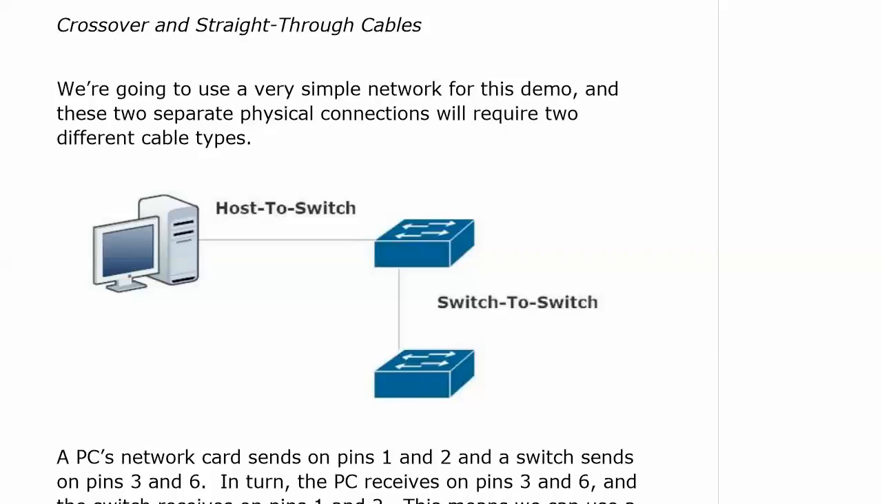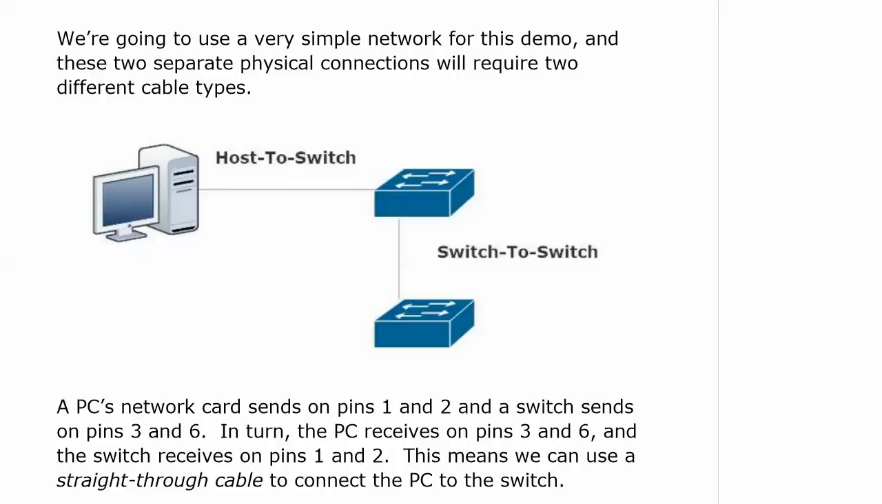We're going to use a very simple network for this demo. We've got a host to switch connection and a switch to switch connection. And let's concentrate on the first one, the host to switch connection. Now a PC's network card is going to send signals on pins 1 and 2, and a switch sends on pins 3 and 6. In turn, the PC receives on pins 3 and 6, and the switch receives on 1 and 2. So there's no problem there.